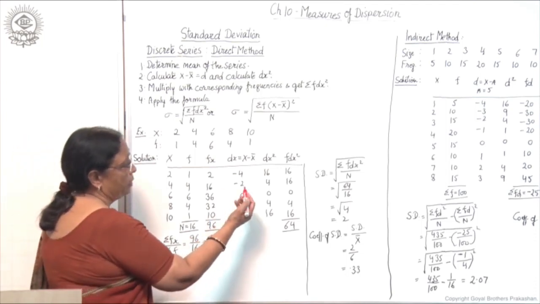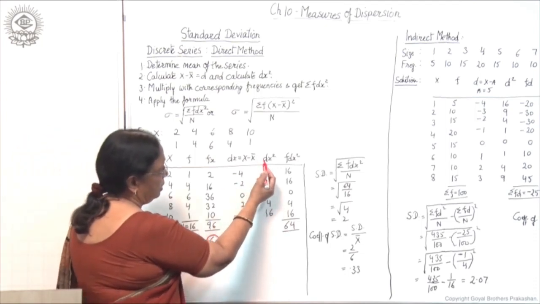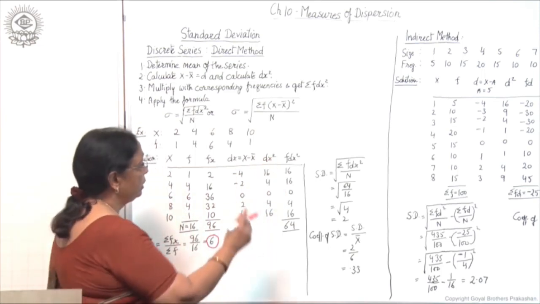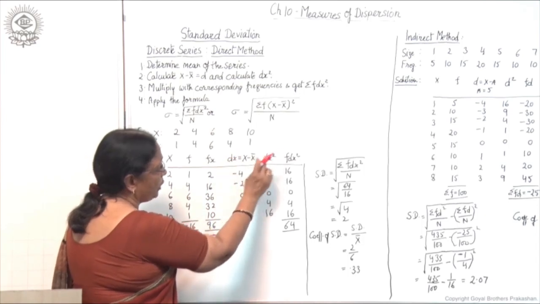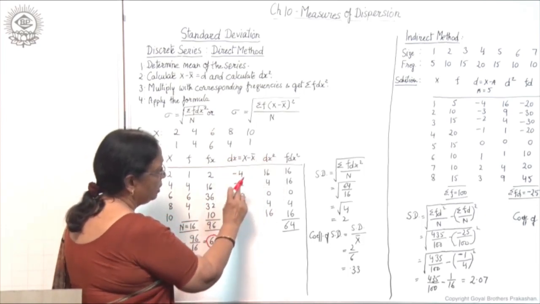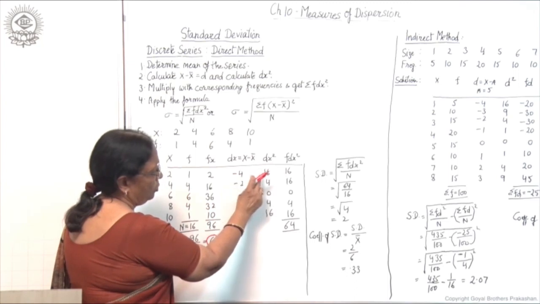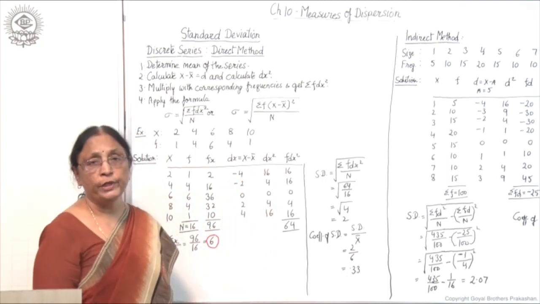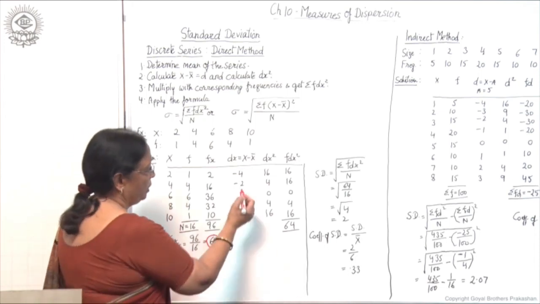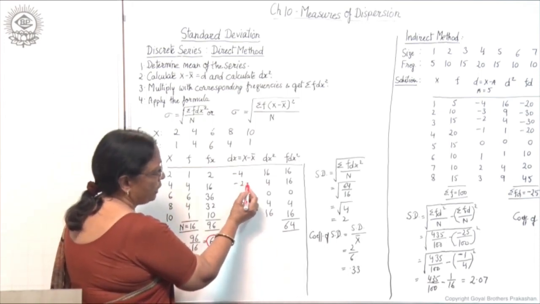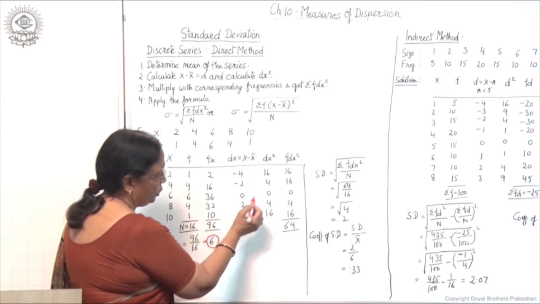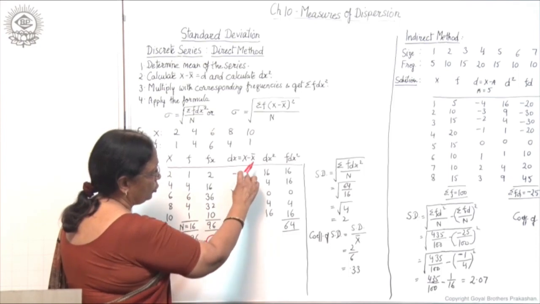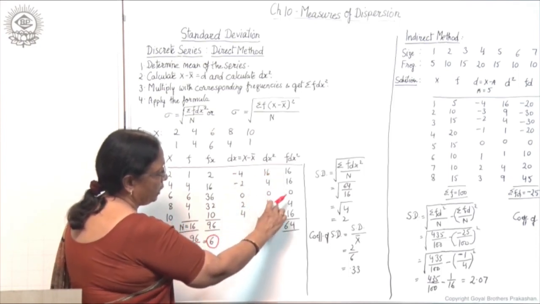Now, next step is to calculate dx square. This is clear, dx is this and dx square will be the square of each item. 4 into 4 is 16, and minus 4 into minus 4 is plus 16, because minus will become plus. Then minus 2 into minus 2 is plus 4, 0, 2 into 2 is 4 and 4 into 4 is 16. So, you are making squares of these and you get these figures.